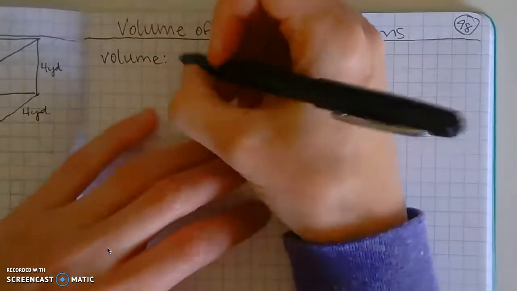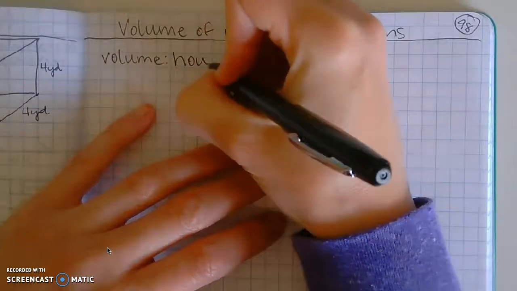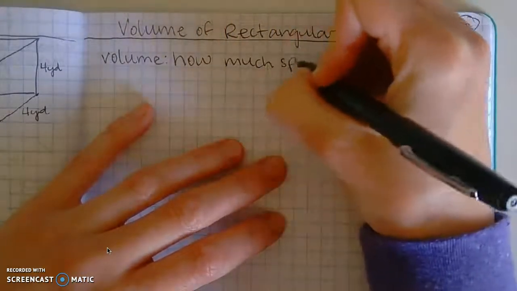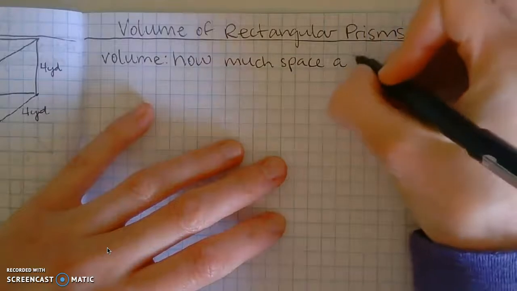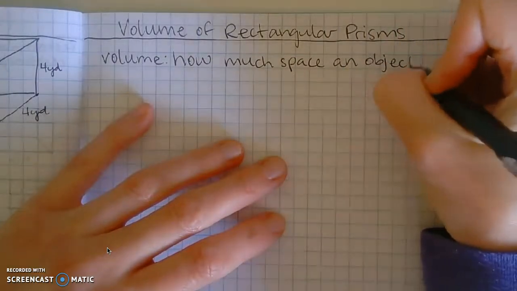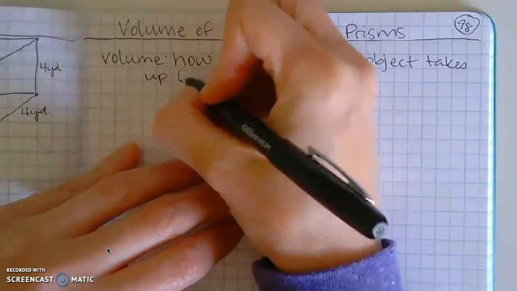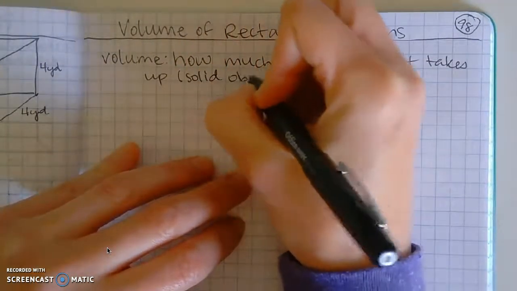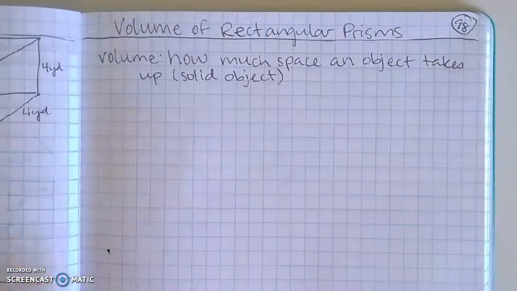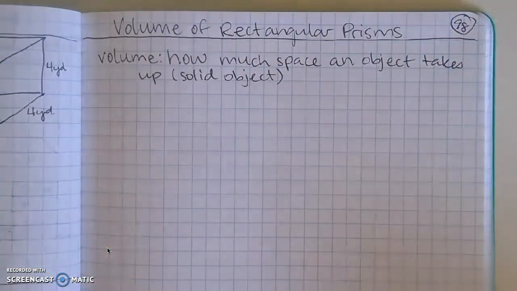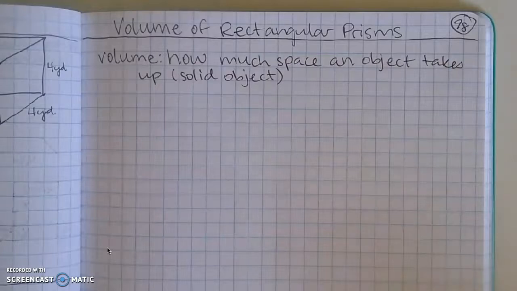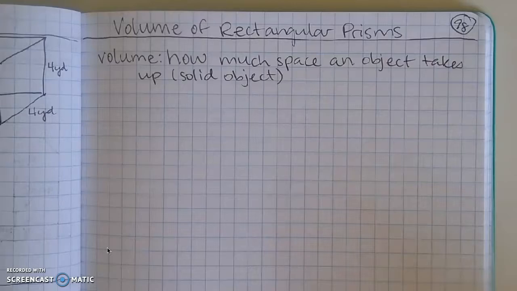Volume is how much space a shape takes up. So how much space an object takes up. Okay, and this is a solid object. Usually this is a 3D shape. Now volume is also used to measure liquids, like the volume of a water bottle or a gallon of milk. That is also a unit of measure, but we're talking about the volume of a solid object here, okay?